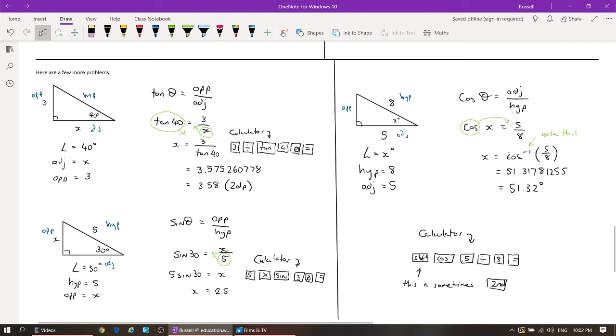So for angles, we're looking for this button on our calculator, and then put 5 over 8 next to it. So the way we do that is above the cos button, you'll see that there's cos -1, and we get to it by pressing shift, or on some calculators it's called second. Then press the cos button, then press 5 divided by 8 equals, which will give us this on the calculator, and what should come out is 51.31781255, or rounding that, 51.32 to 2 decimal places.